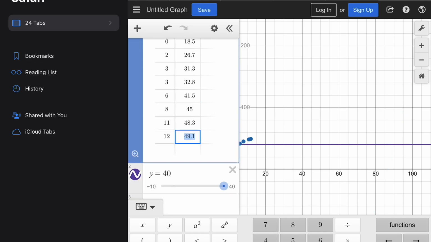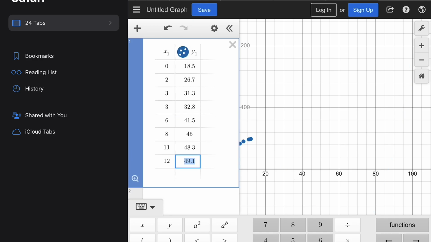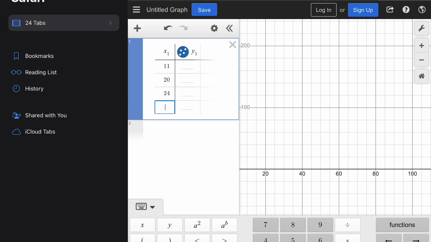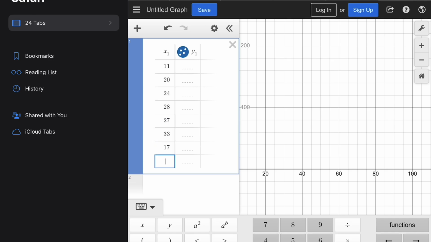Okay. I will not repeat my mistakes. We will restart from fresh. 11, 20, 24, 28, 27. I almost lose my train of thought doing this. Okay, 17. And then it was 38. I think that's it.